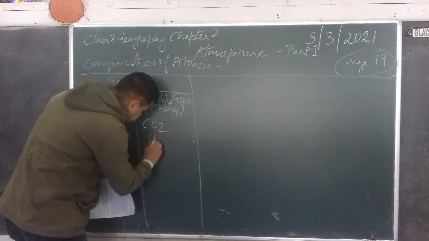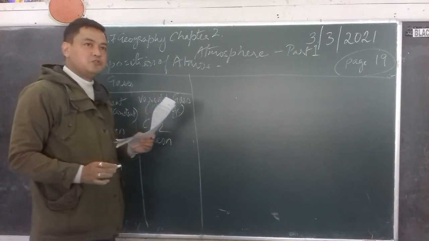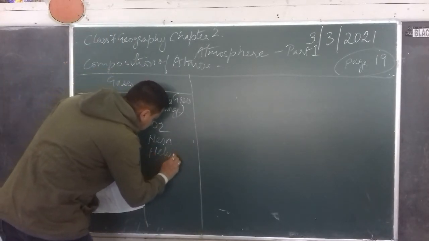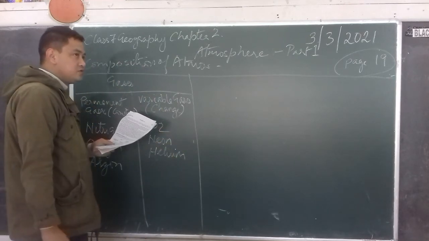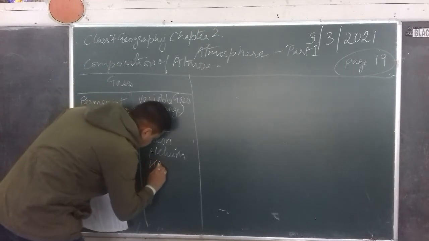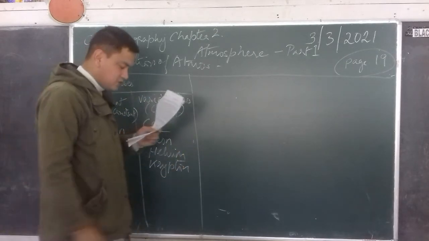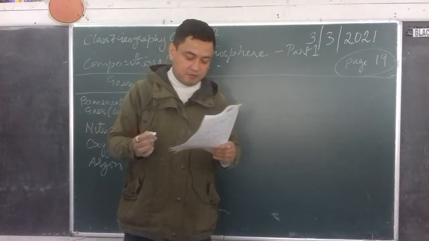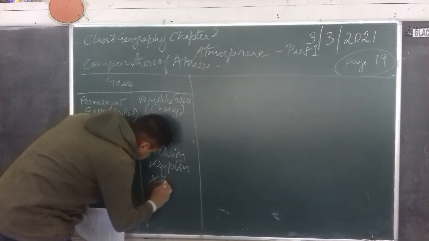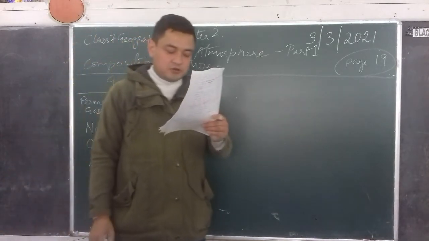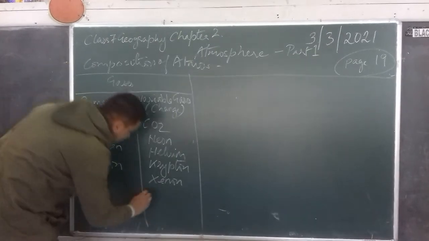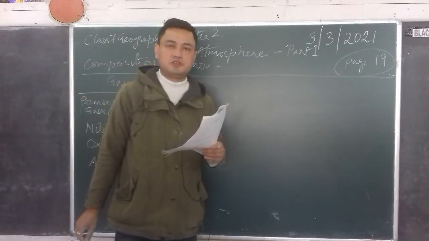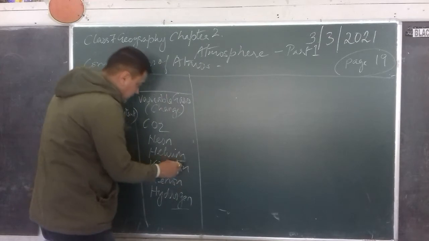Then second one is neon, which is 0.002%. Carbon dioxide is 0.036%. Then helium is basically a variable gas, which is 0.005%. Krypton is also a variable gas, which is 0.001%, the percentage of these gases. Then xenon is also a variable gas, which is 0.00009%. Then we find hydrogen, which is 0.00005%.